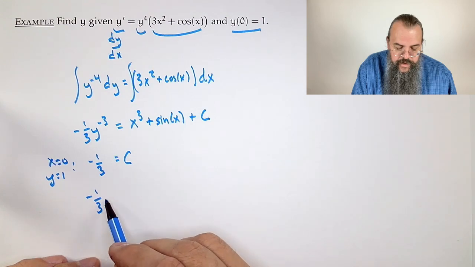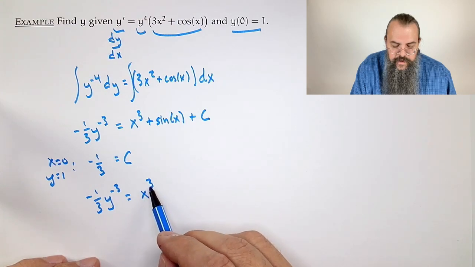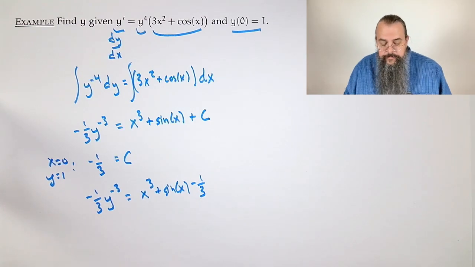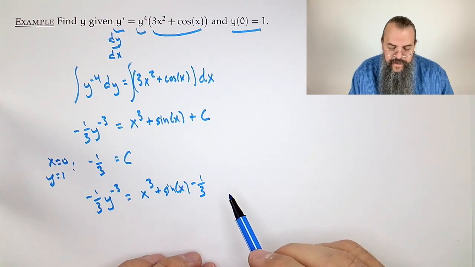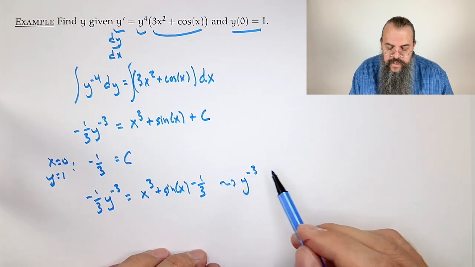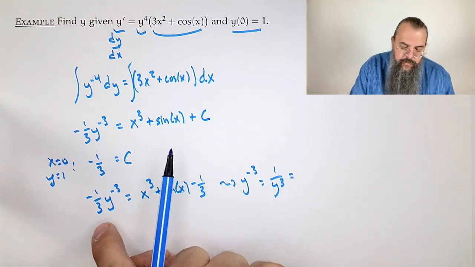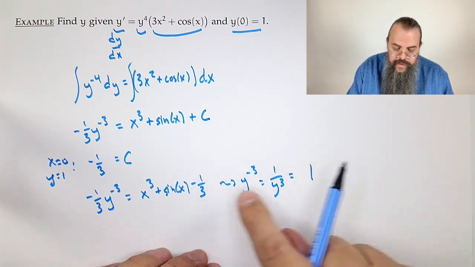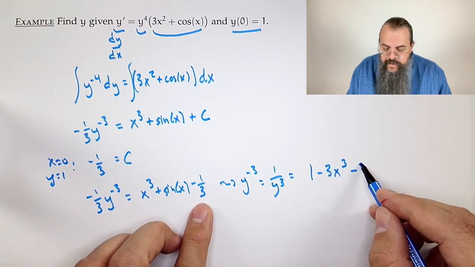So we have minus 1/3 y to the minus 3 is equal to x to the 3rd plus sine of x minus 1/3. Okay, let's multiply both sides by minus 3. And so if we do that, we'll get that y to the minus 3, which is, by the way, the same as 1 over y cubed, would equal minus 3 times minus 1/3. That will become 1. So this 1 comes from there. Then minus 3x cubed minus 3 sine x.